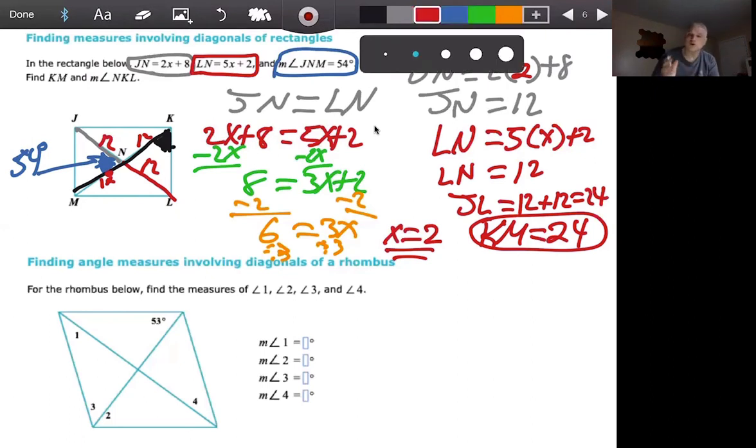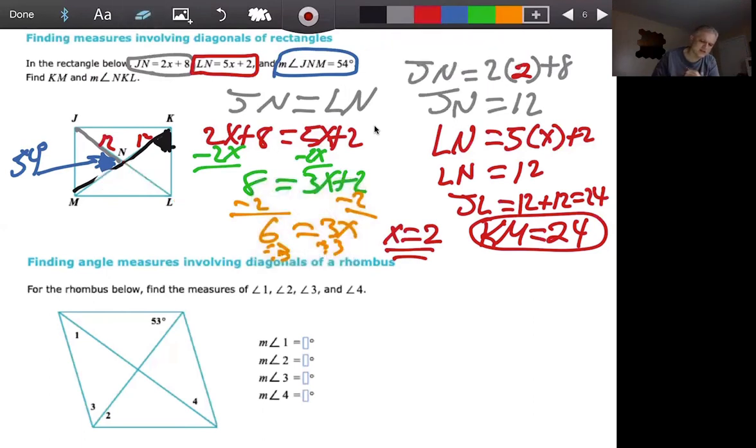But I'm going to use vertical angles first. Right? I'm going to erase the side lengths because I don't care how big the sides are when we're talking angles, other than the fact that I know that they were all congruent. I knew they were all 12. Right? So I know that if this is 54, then this guy is 54.